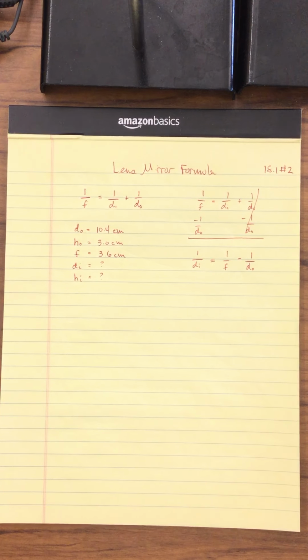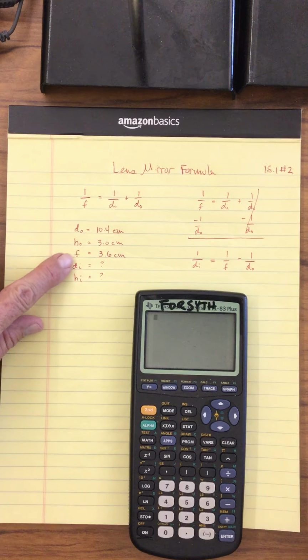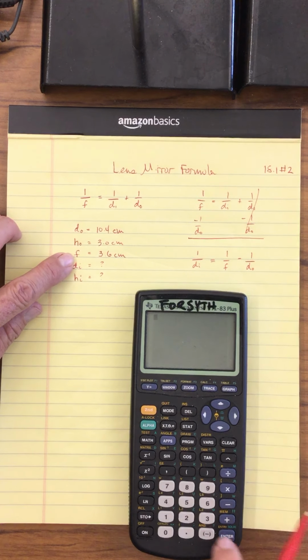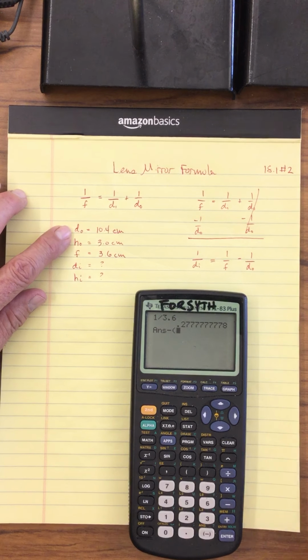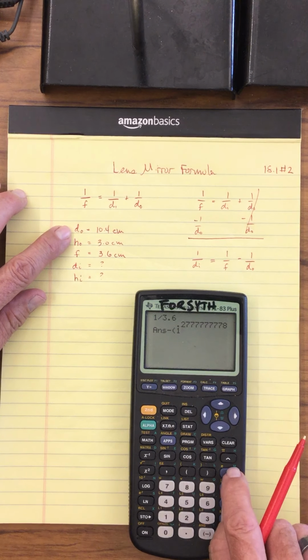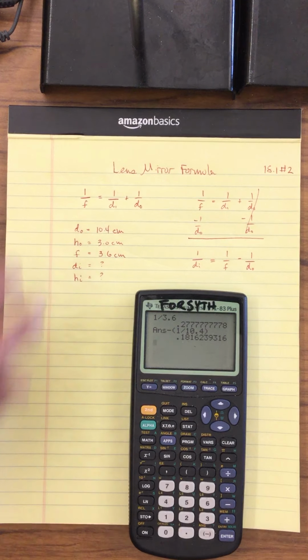And for this, you can use your calculator very, very easily. Okay, so I want to do the inverse of the focal point. So 1 divided by 3.6, I'm going to press enter, minus, and I'm going to be putting it in parentheses, the inverse of the distance of the object. 1 divided by 10.4. That gives me a decimal answer, a very, very small number.